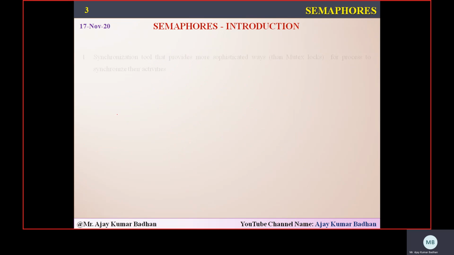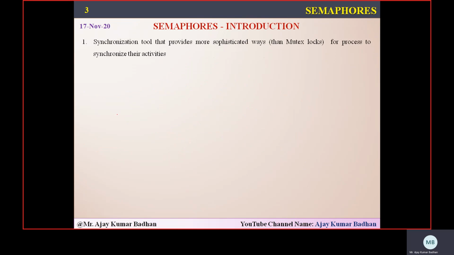So let's begin the topic. What do you mean by semaphore? Basically, this is just an introduction. We already discussed the synchronization tools, that is, the mutex lock, in the previous session. The operating system designers developed some software tools.